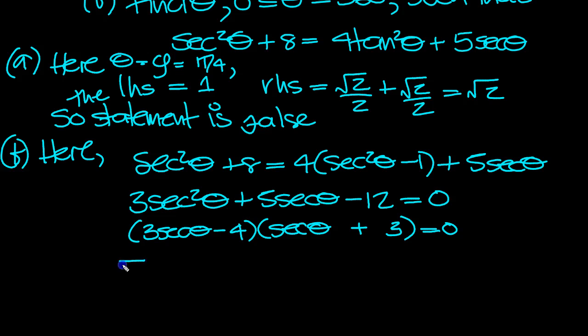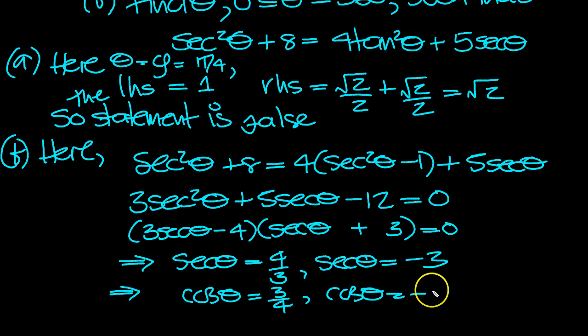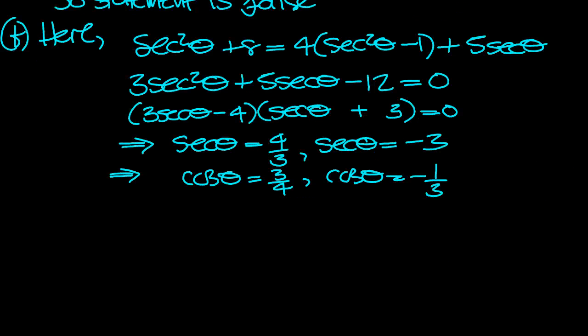So what do we get here then? This one, sec theta is equal to 4/3, and this one sec theta equals minus 3. So that tells us then, invert the fraction, 1 over cos, so cos is equal to 3/4. And this one is cos, invert the fraction, minus, invert the number, 1/3. So here's what we need to solve then, these two trig equations.